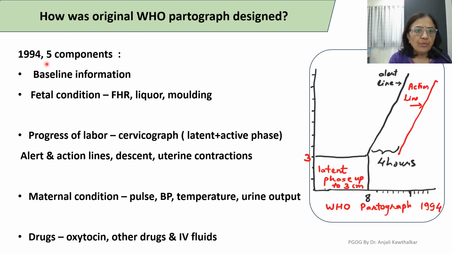WHO in 1994 first introduced the partograph, which we can call the original WHO partograph. This original WHO partograph had 5 components: baseline information, fetal condition, progress of labor by cervicograph, where up to 3 centimeters it was latent phase, and later on there was an active phase, and alert and action lines were also included. Then descent of the presenting part and uterine contractions, maternal pulse, BP, temperature, and urine output, and drugs such as oxytocin, other drugs or IV fluids.